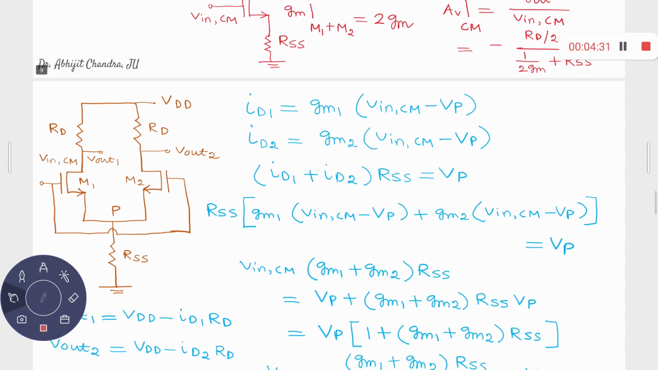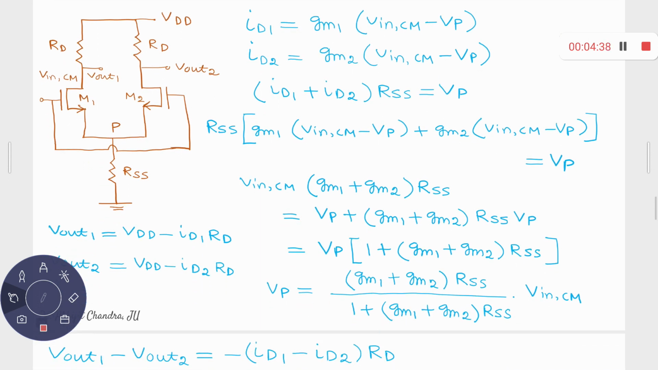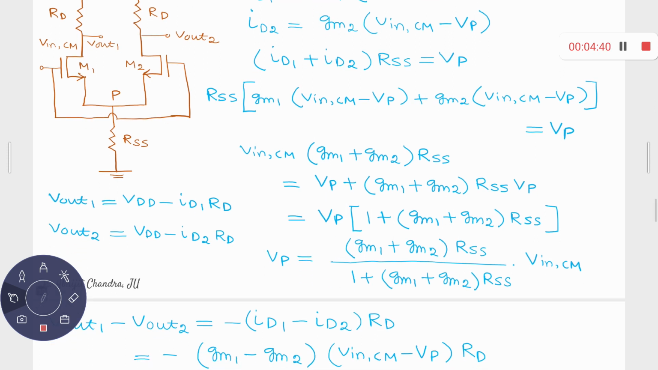You just substitute ID1 plus ID2 into RSS equal to Vp, and if you substitute those values of ID1 and ID2, then you represent Vp in terms of V in CM like this. Vp is coming out to be (GM1 plus GM2) times RSS upon 1 plus (GM1 plus GM2) times RSS, into V in CM. That is the expression for Vp.